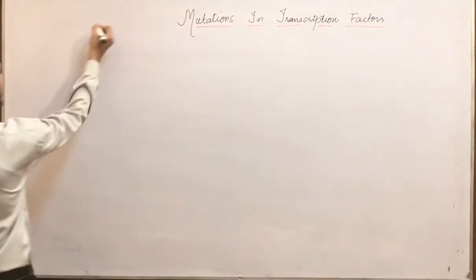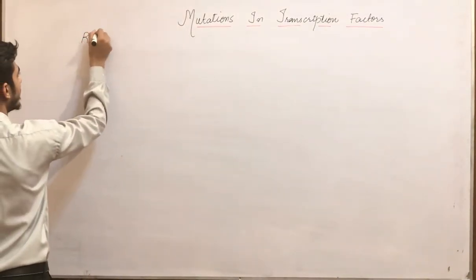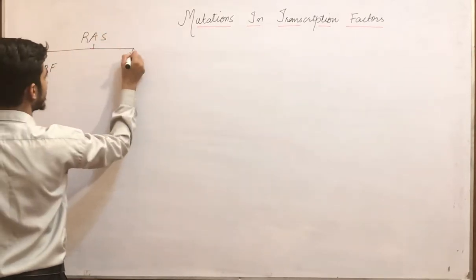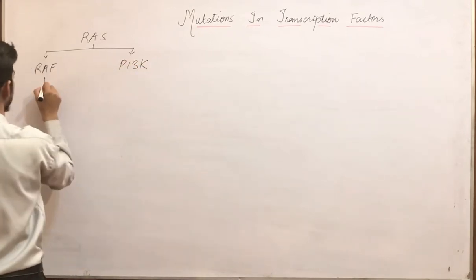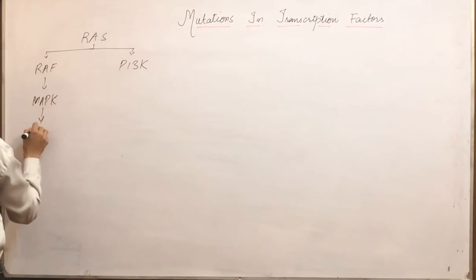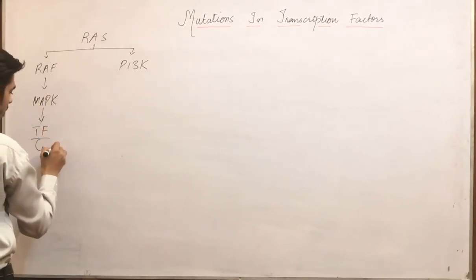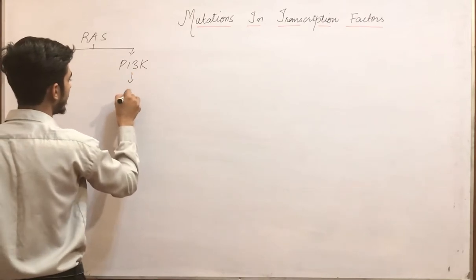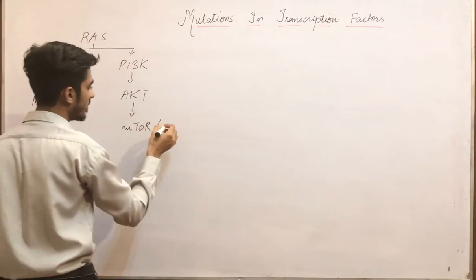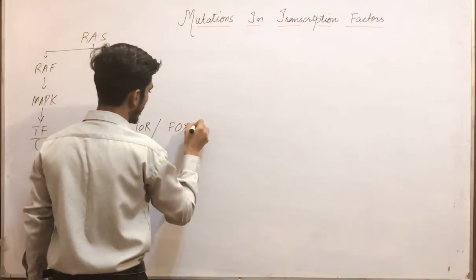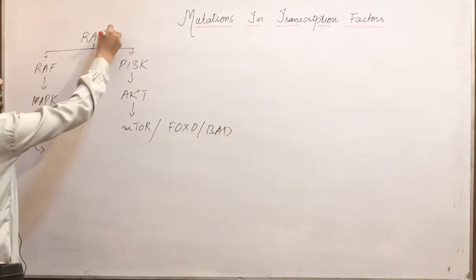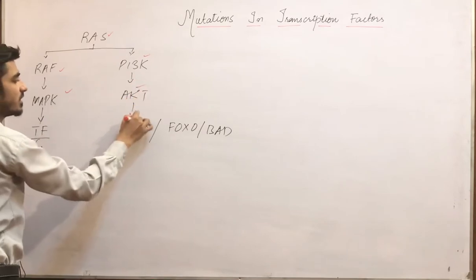As I told you, we have the growth factor, then it activates RAS, and RAS further activates two pathways, that is RAF and phosphoinositol 3 kinase. Then RAF further activates MAPK, which moves into the nucleus and then moves towards the transcription factors. Then I told you that it activates the AKT pathway, where it activates its substrates, that are mTOR, FOXO and BAD. So all these parts we have studied, mutation in RAS and the others, one by one.